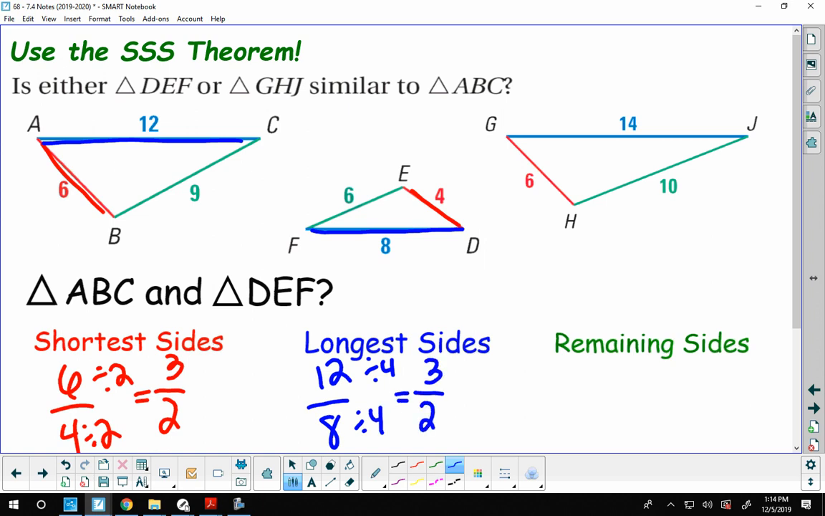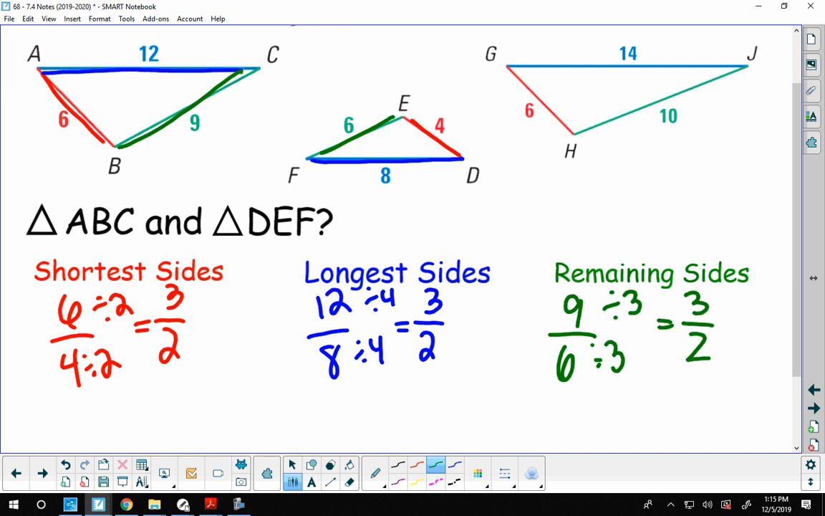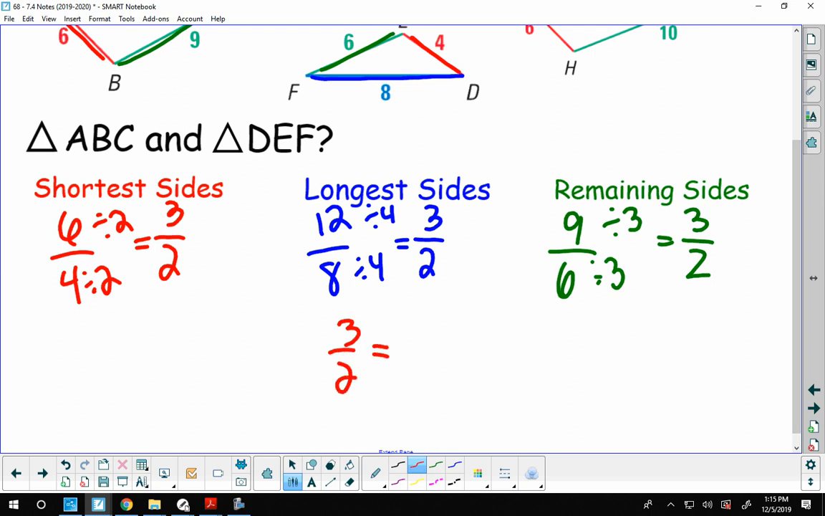So far, the ratios of the corresponding side lengths are proportional. But we have to check the remaining sides. 9 in triangle ABC compares to 6 in triangle DEF. We can take a 3 out of top and bottom, and that gives us 3 halves. So 3 halves equals 3 halves, which equals 3 halves. So all of my ratios are equal, which means all of the corresponding side lengths are proportional. And so therefore, we can conclude that triangle ABC is similar to triangle DEF.